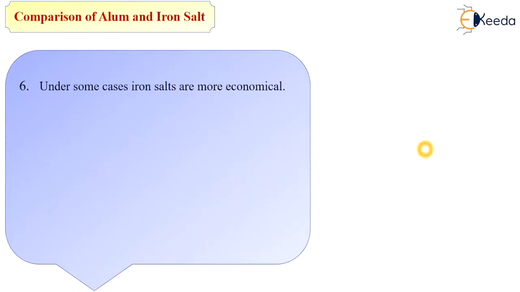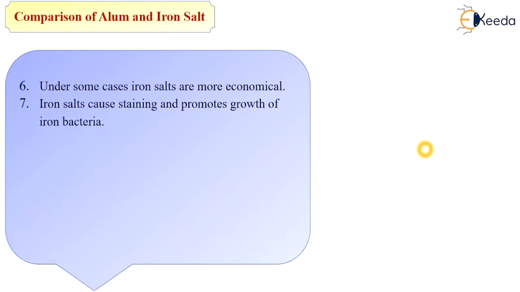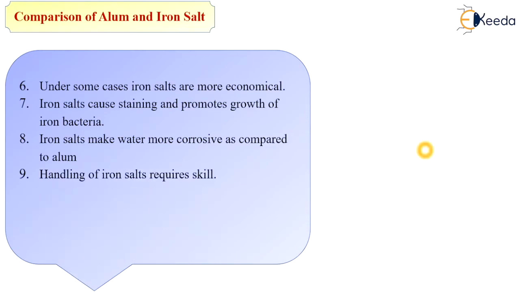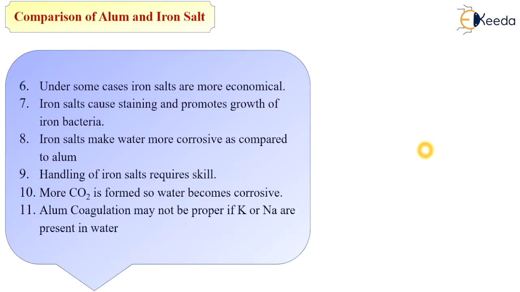Next is, under some cases iron salts are more economical. Iron salts cause staining and promote growth of iron bacteria. Iron salts make water more corrosive compared to alum. Handling of iron salts requires skilled labor, and more carbon dioxide is formed, so water becomes corrosive. Alum coagulation may not be proper if potassium and sodium are present in water. So these are some disadvantages of using iron salts instead of alums.